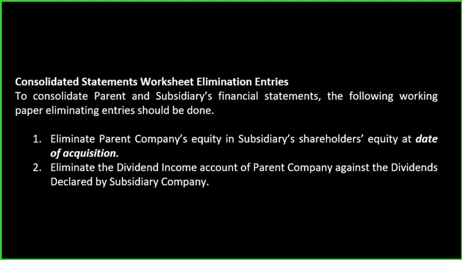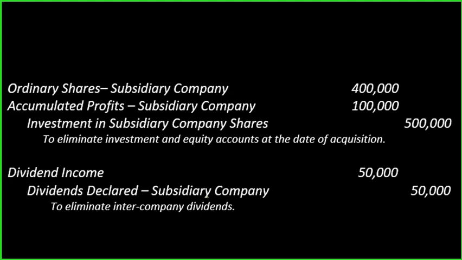So, let's continue. Consolidated statements. Worksheet. The elimination entries will have the following. Eliminate the parent company's equity at the date of acquisition and eliminate the dividend income. How? It's easy. At the date of acquisition, this is the book value, which is equal to fair market value. Book value of net assets acquired. So you simply debit that and then credit investment in subsidiary.